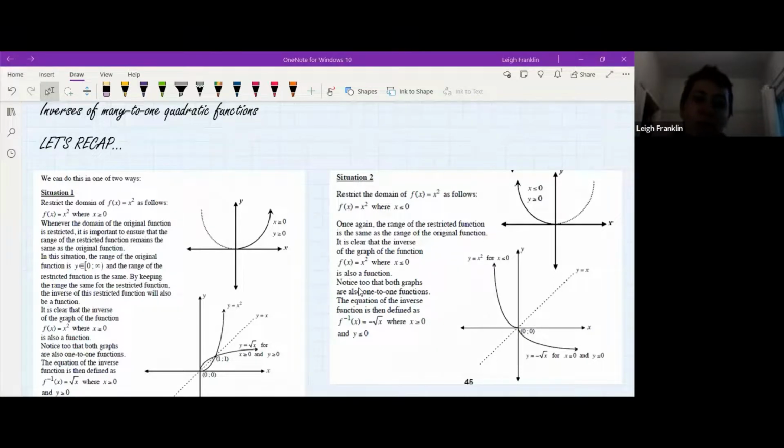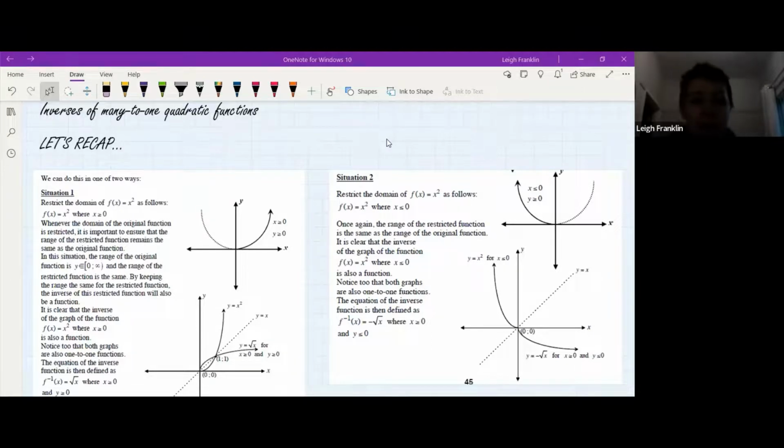If you can recall from last time, the problem with the quadratic function is that when we invert it, or we do the inverse, it's no longer a function because it doesn't pass our vertical line test anymore. We've got around this problem by restricting the domain of the original function. We can either restrict it where x is positive, or where x is negative.